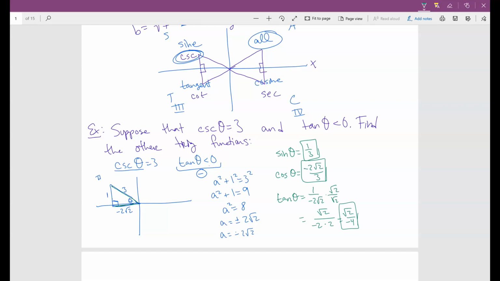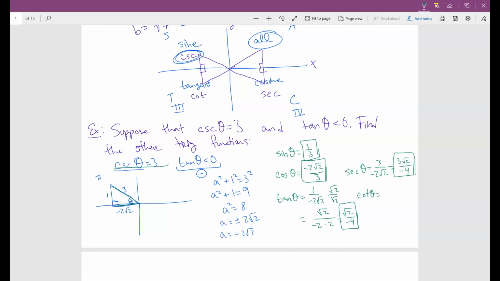Then we already know cosecant. Cosecant we don't care because we already have it. Secant of theta is going to be the hypotenuse over the adjacent. So we do the same thing by rationalizing it, and we're going to get 3 square root of 2 over negative 4. And then we have cotangent of theta.